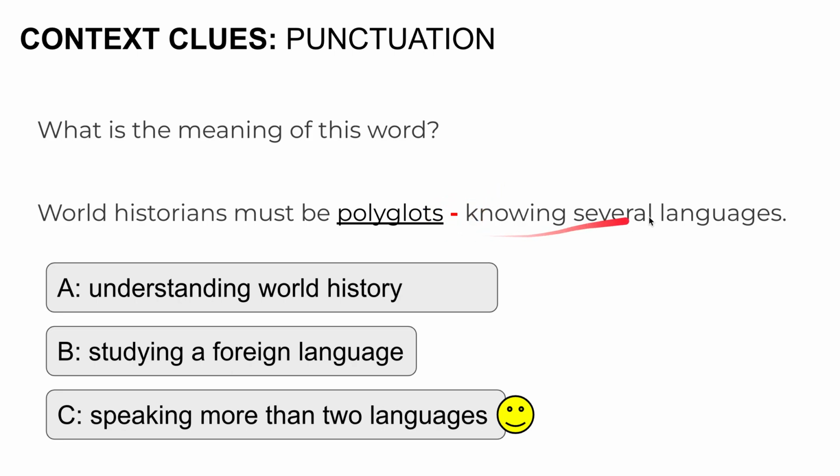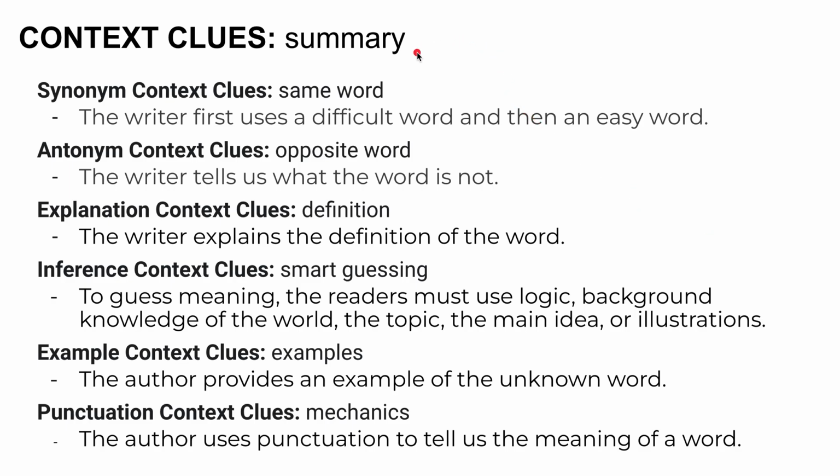The author here provided us an example. Okay, quick summary. Synonym context clues: the writer first uses a difficult word and then an easy word. Antonym context clues use the opposite word: the writer tells us what the word is not. Explanation context clues: the writer explains the definition of the word. Inference context clues: we, the readers, use smart guessing. To guess the meaning, the readers must use logic, background knowledge of the world, the topic, the main idea, or illustrations. Example context clues: the author provides an example of the unknown word. And punctuation context clues: the author uses punctuation to tell us the meaning of a word.